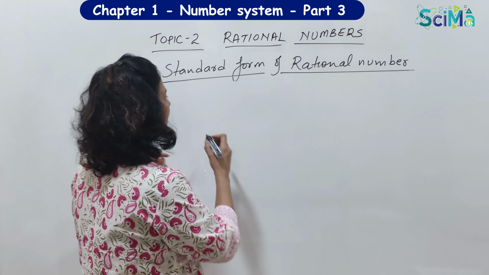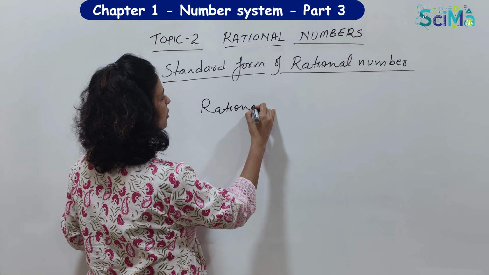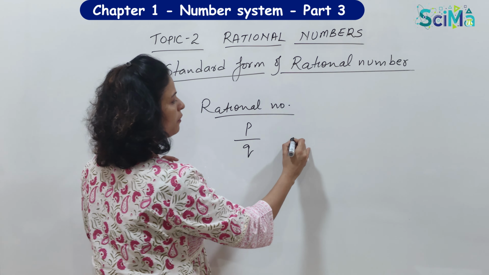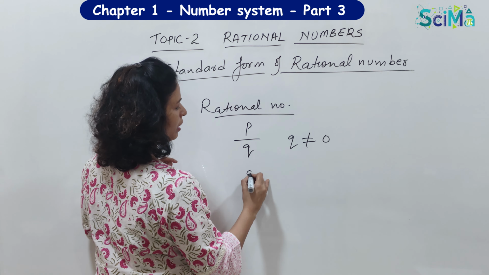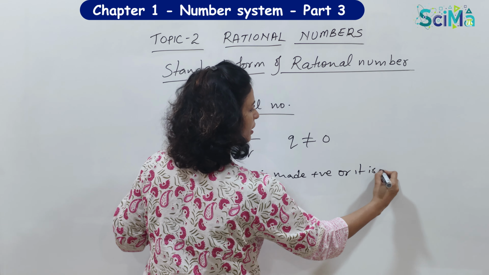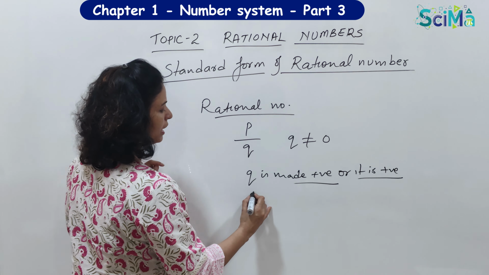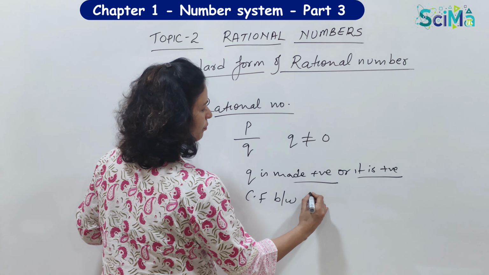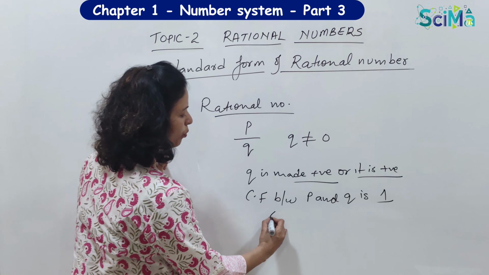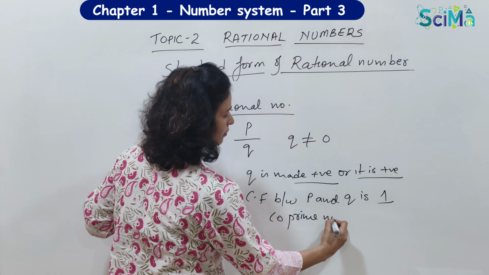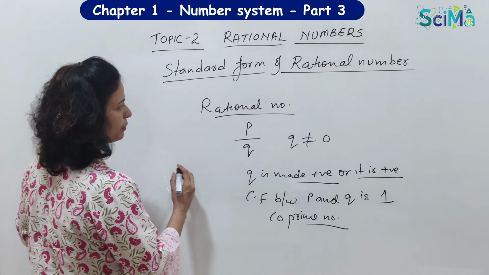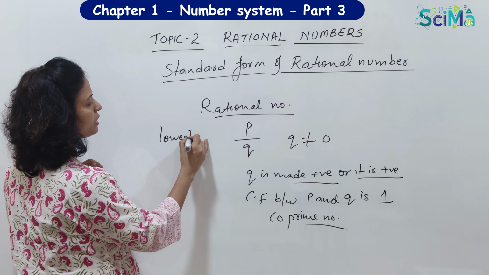Okay, so we can say that the rational numbers are the numbers which can be represented as P by Q, where Q is not equal to 0 and Q is made positive or it is already positive. Okay, and the common factor between P and Q is only 1. That means they are co-prime numbers. Alright, so such rational numbers will be called as standard form of numbers.